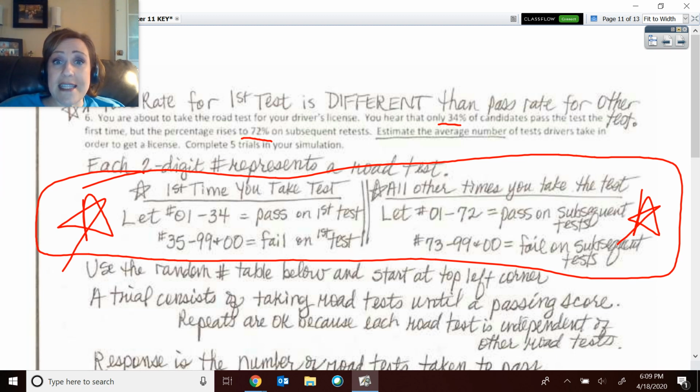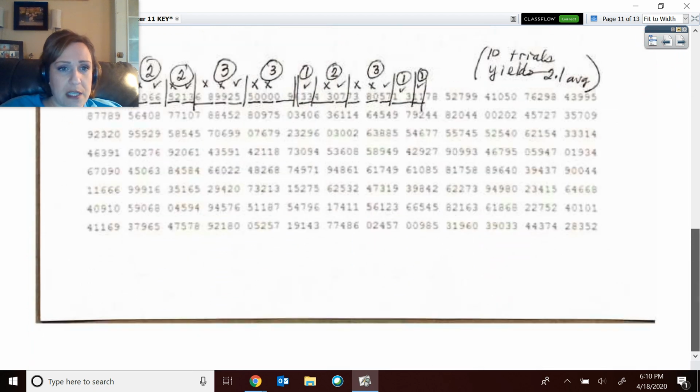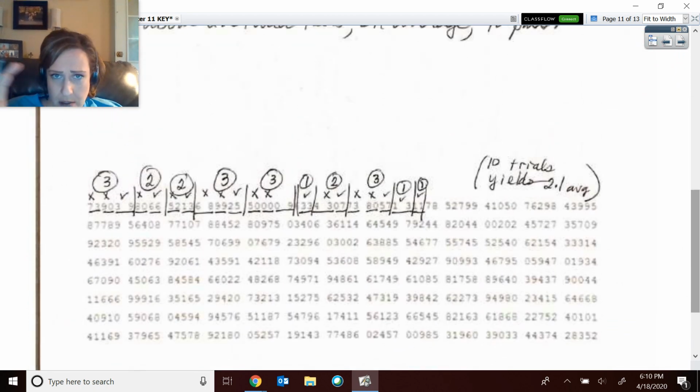So the first time I take that test, I've got to look at the first one as 0, 1 to 34 is a pass rate, and then the remainder are fails. But all of the other times you take that driving test, it's a different rate. 0, 1 to 72 is a pass rate with the rest of them as failures. So if I look at the random number table below and I do this, here's how that thought process happens. So I look at this first one here, and that's the 2-digit number. It's a 73, so that's a fail, okay? And then a 90 is a fail.